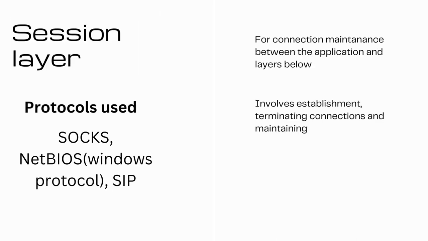The third layer of the OSI is the session layer. So the session layer is there for the connection maintenance between applications and below. It involves establishment of connections and maintenance of these connections. So how are these connections maintained and how are they established? These connections are actually maintained using protocols. These protocols like NetBIOS, this is a Windows protocol which was established for maintenance of sessions and resolving names.